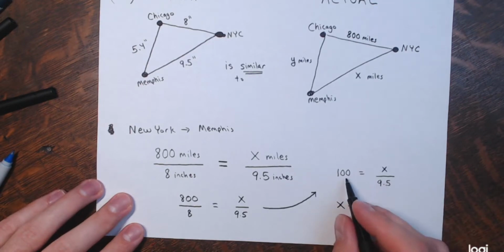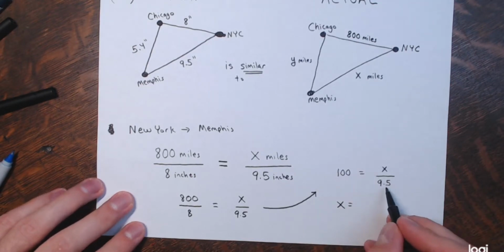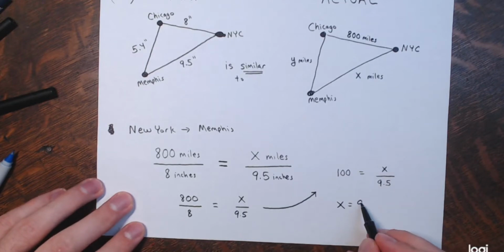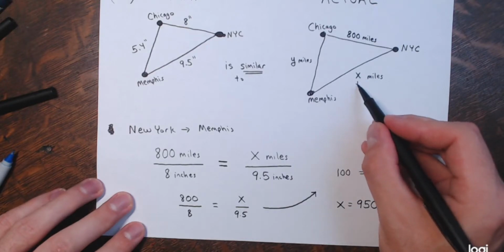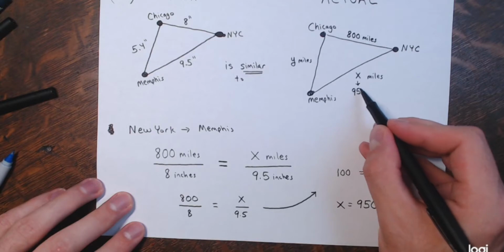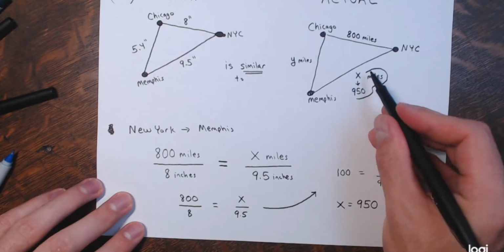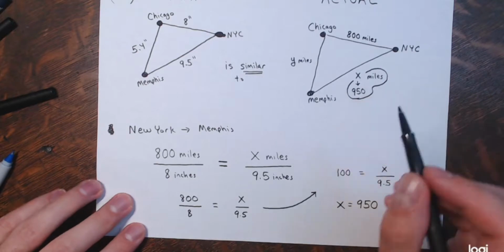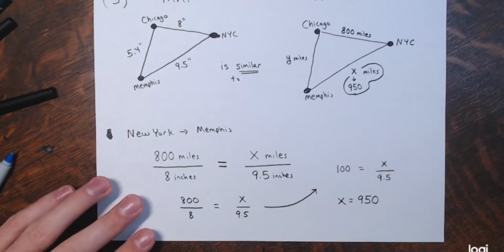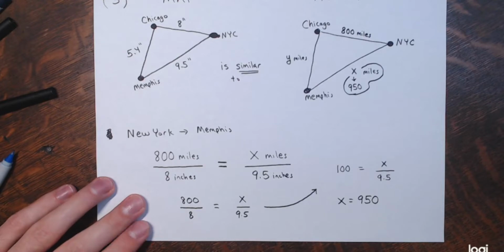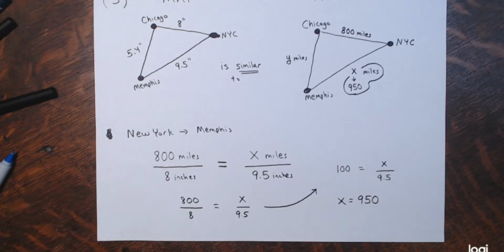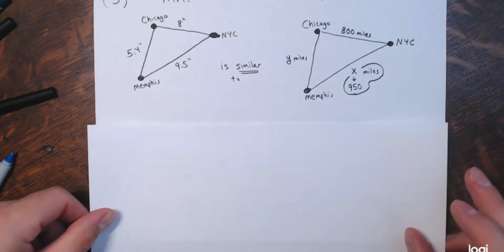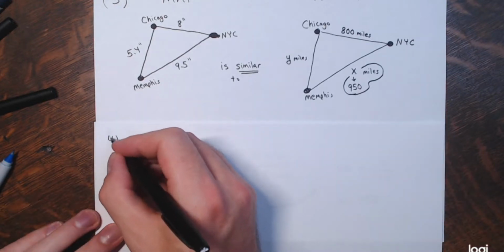And when you multiply by 100, that just moves the decimal place to the right twice, right? 9.5 times 100 would be 950. So replace X with 950 in the actual map, the actual triangle. And there we go. There's the distance from New York to Memphis, 950 miles. So that's example 3, number 277. And then it would be a very, very similar setup for example 4, which is exercise 278.